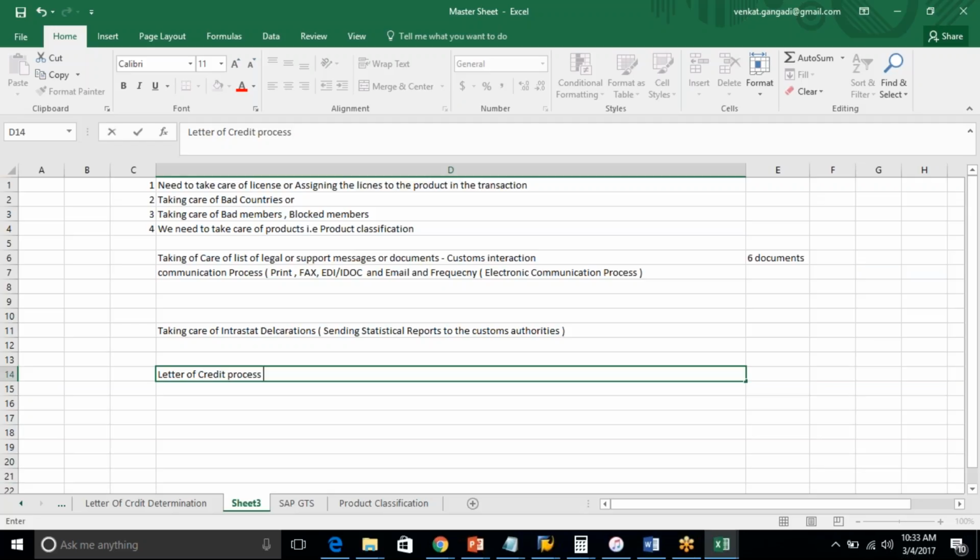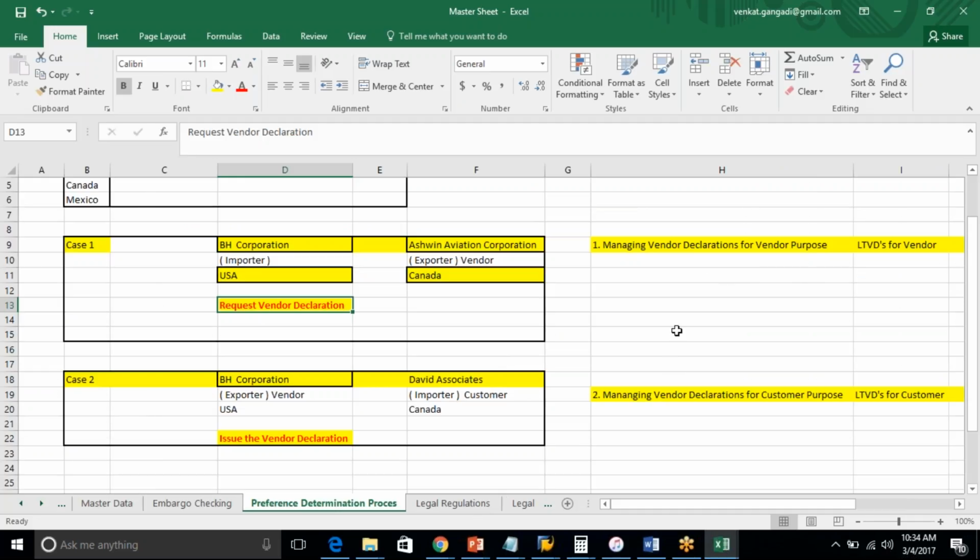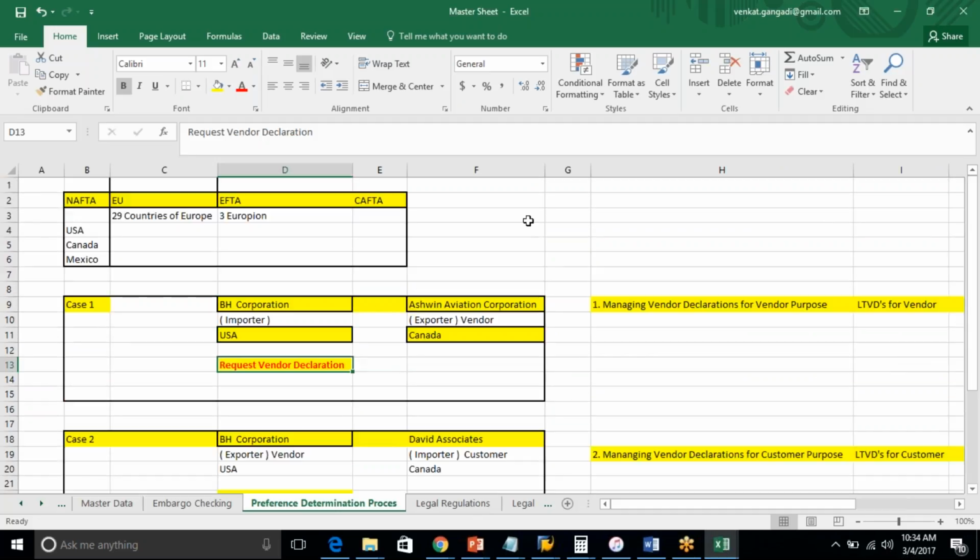I'm not sure whether you remember or not. When there is an agreement, let us take an example of NAFTA. In order to make you understand better, let me open the master sheet which I have used for some other people.